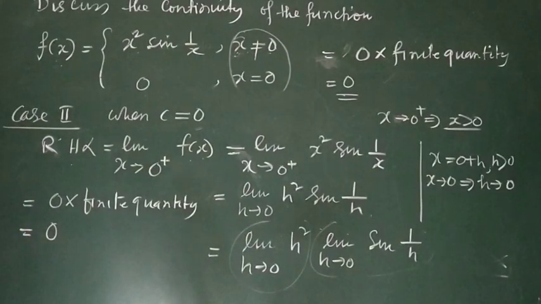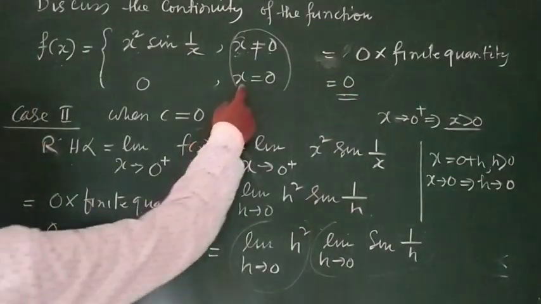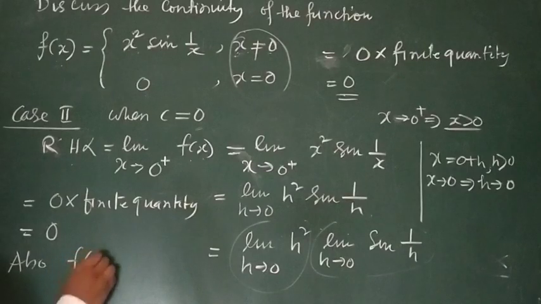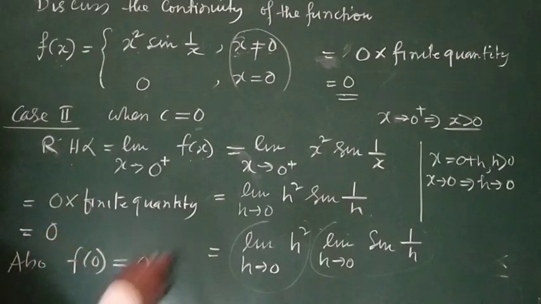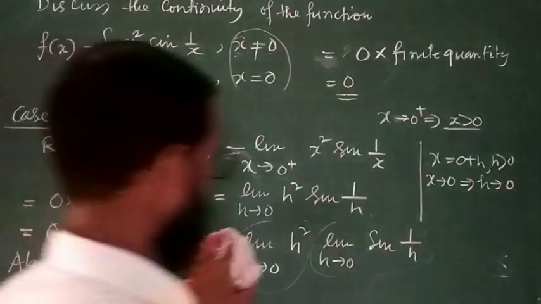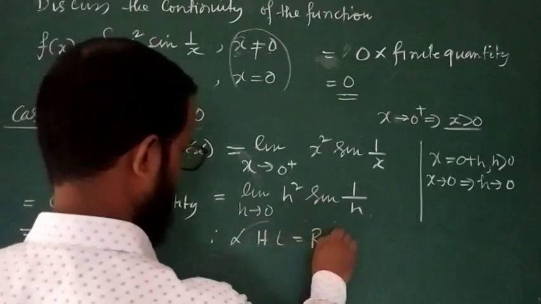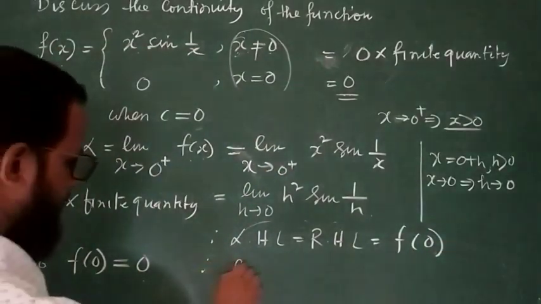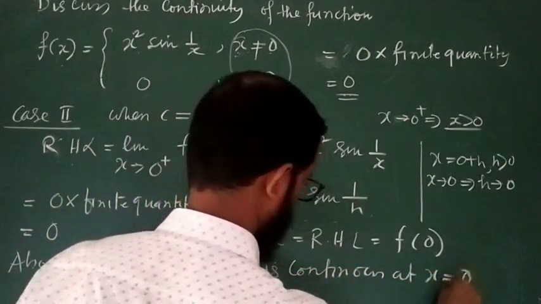So what did we get? The right hand limit is also 0, the left hand limit is also 0. Now at x equal to 0, what is the functional value? f(0) equals 0. Also we observe that f(0) is equal to 0. So from three results, left hand limit 0, right hand limit 0, functional value 0, all are equal. Therefore we conclude that left hand limit is equal to right hand limit is equal to the functional value, which concludes that the function f is continuous at x equal to 0.